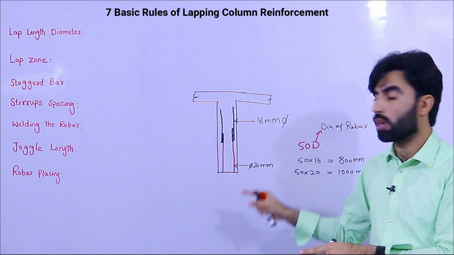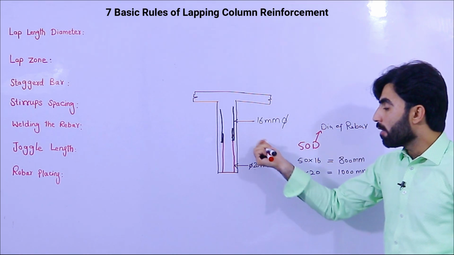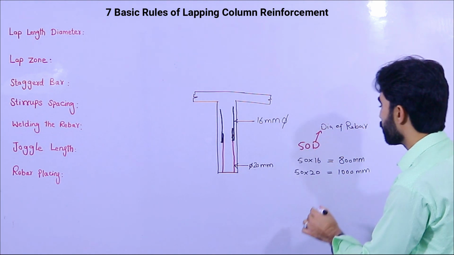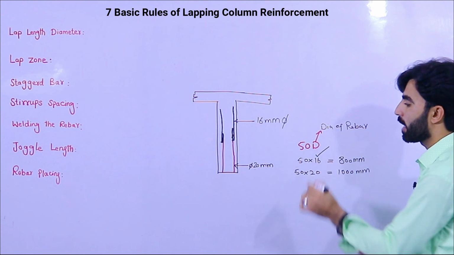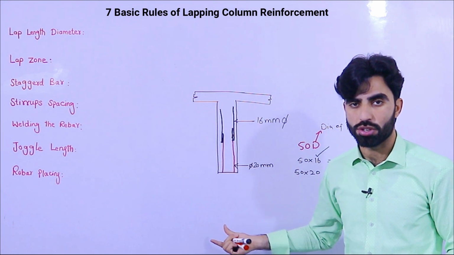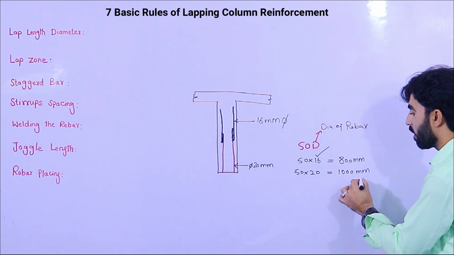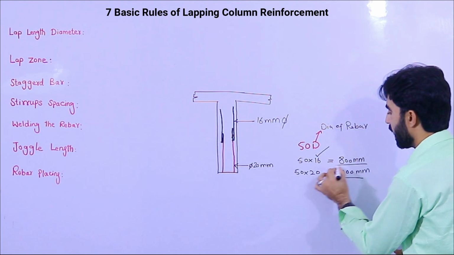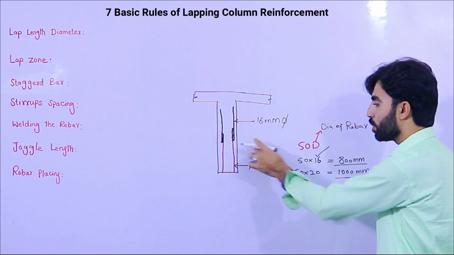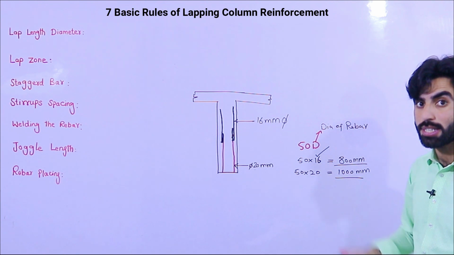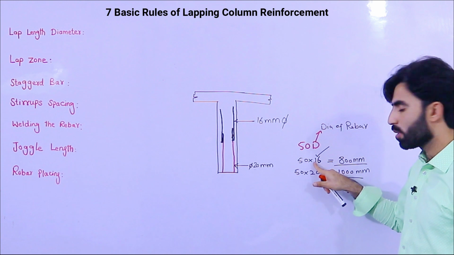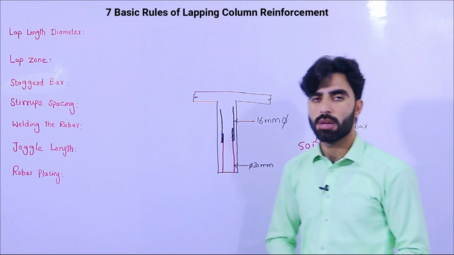Now what is the basic rule? Remember guys, for the lapping length formula we take the minimum diameter, which is 16, but not 20. So this is the basic rule in lapping length diameter. You will not take a lapping length of 1000, but you will take 800 millimeter, because the minimum diameter of these two is 16 millimeter, not 20. So we provide 50 multiplied by 16 here. This is the first basic rule.